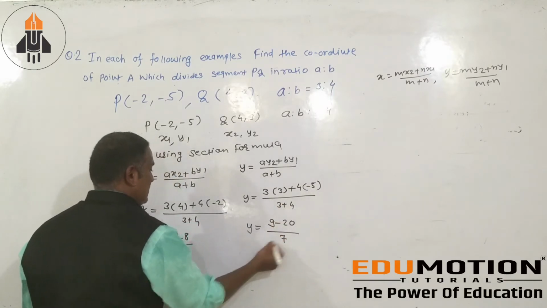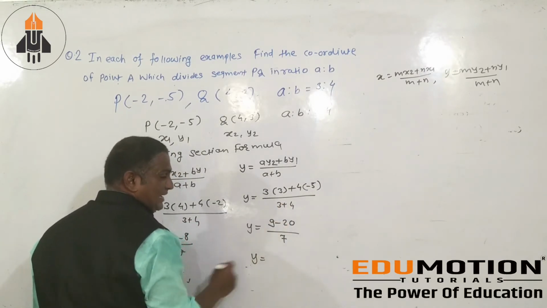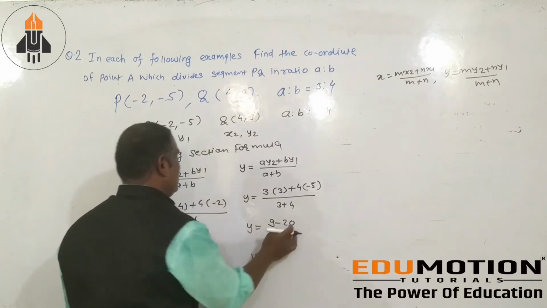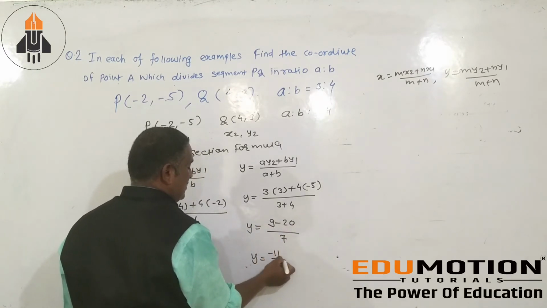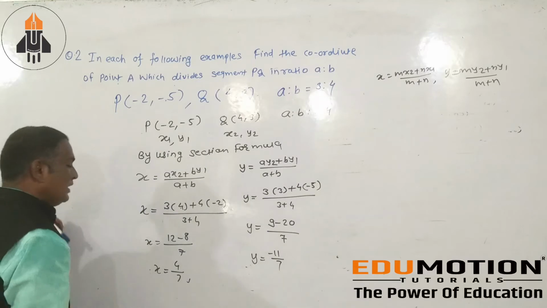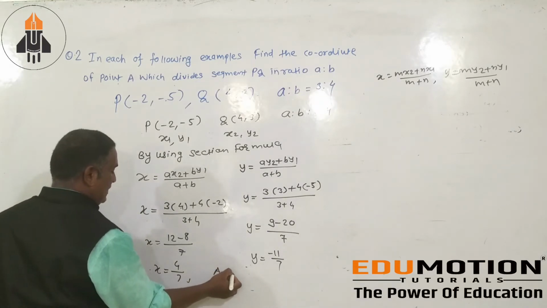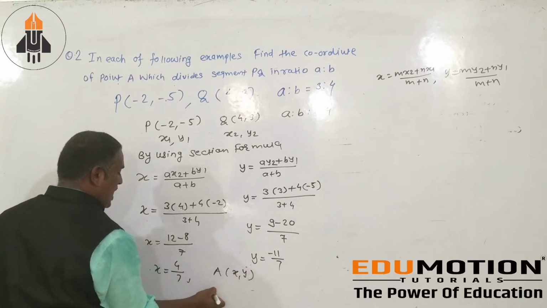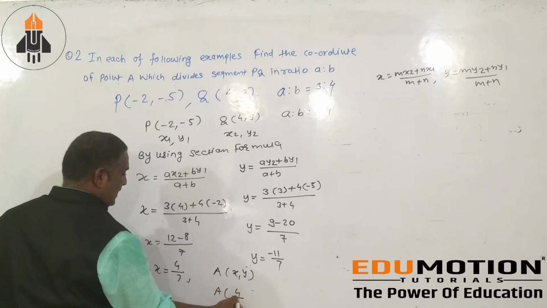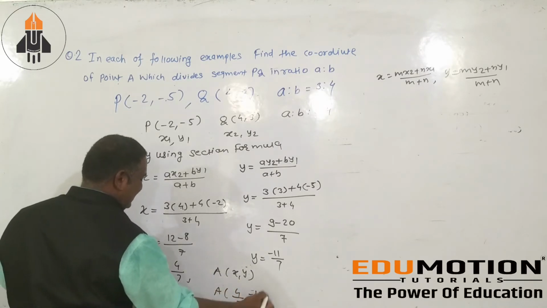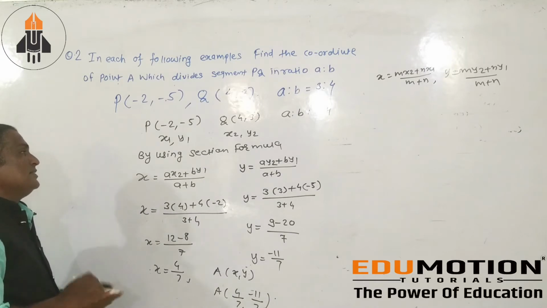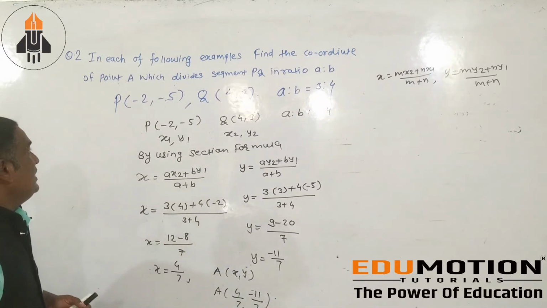3 plus 4 is 7. Y equals to 20 minus 9. After subtracting 9 from 20, we get minus 11 by 7. This means the coordinate of this point A is x comma y, then we get 4 by 7 comma minus 11 by 7. That is your answer. Here I have explained the second question to you.